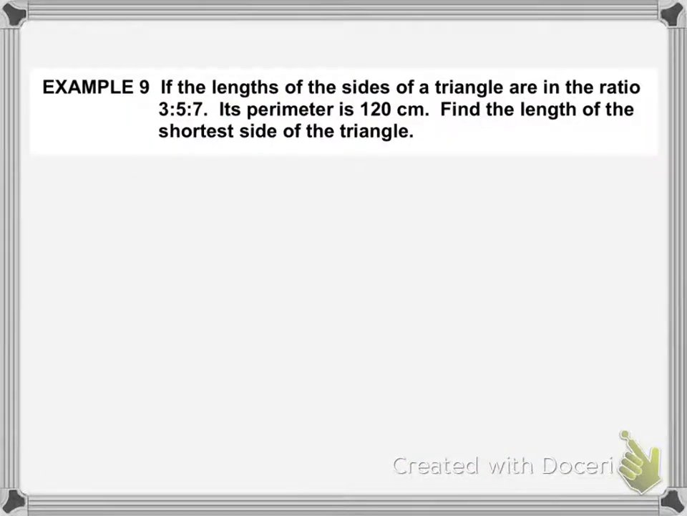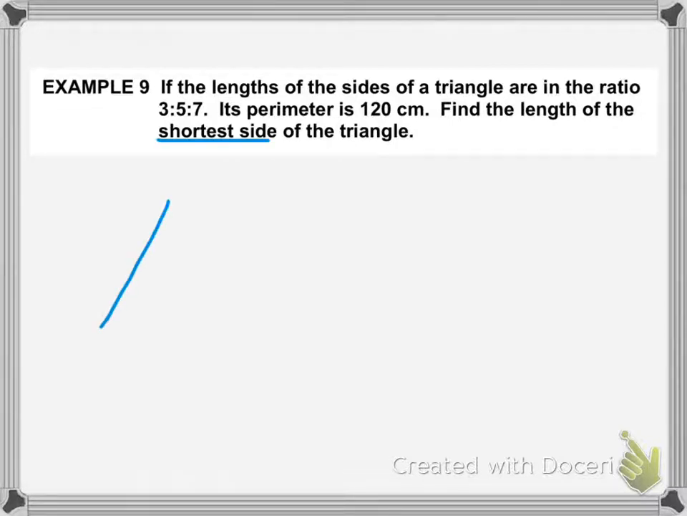In these last two examples, you'll need to draw pictures because there aren't any. One is dealing with sides, and one is dealing with angles. And you're going to have to set up some equations here. Number 9 says, if the lengths of the sides of a triangle are in the ratio of 3 to 5 to 7, its perimeter is 120 centimeters. Find the length of the shortest side of the triangle.